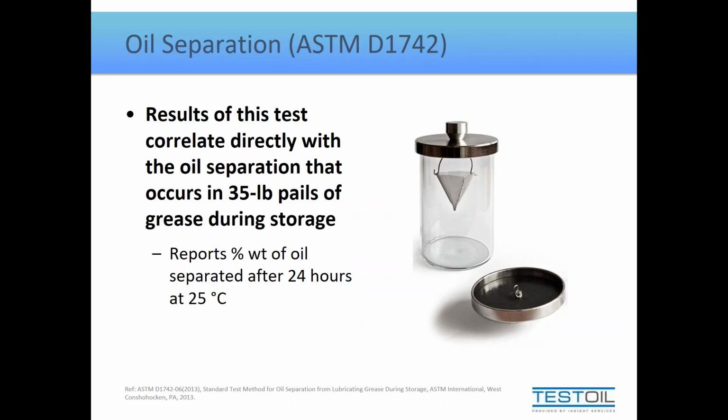What this helps is it does correlate directly with how much the oil will separate out in 35-pound pails of grease. So this is useful for people who are concerned about storage of grease, shelf life of grease, what's going to happen. So you can take this simple result and correlate it. Now this tends to be reported on product data sheets. As I'm going to describe, all of these are not typically done on used or in-service greases. These are all for new grease selection.